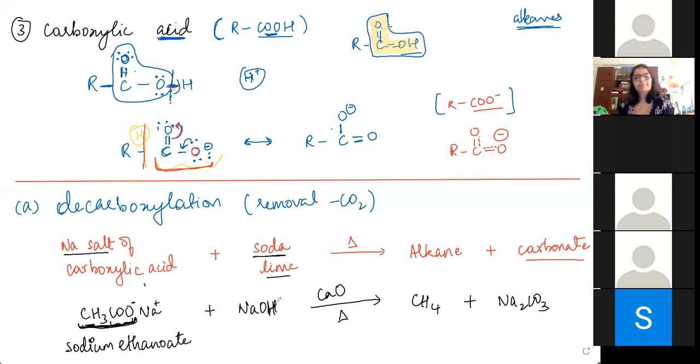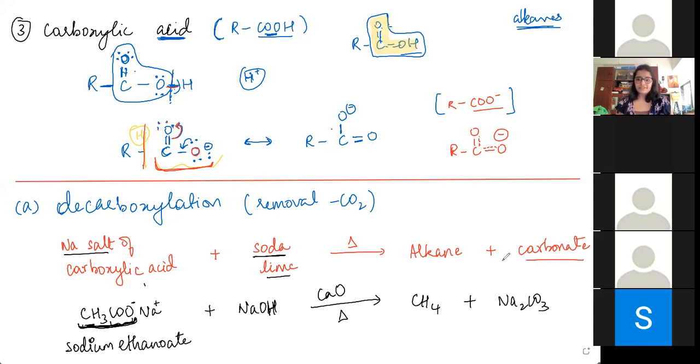Ma'am, I have another doubt. Why did you separate the soda lime part? Why is one a reactant and the second one a reagent? Good question. That's the next part. So if you have noted down the reaction, I'll give you the reason for why we use soda lime. Could you please explain this again? Decarboxylation. When did you get disconnected? When you wrote soda lime.